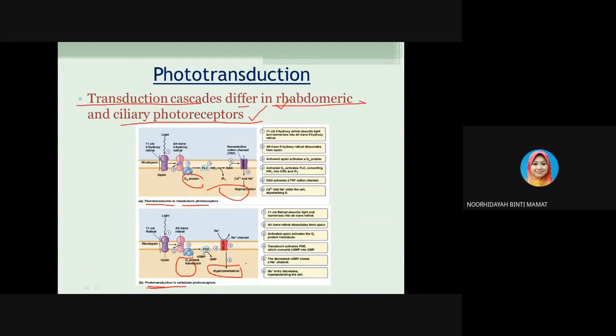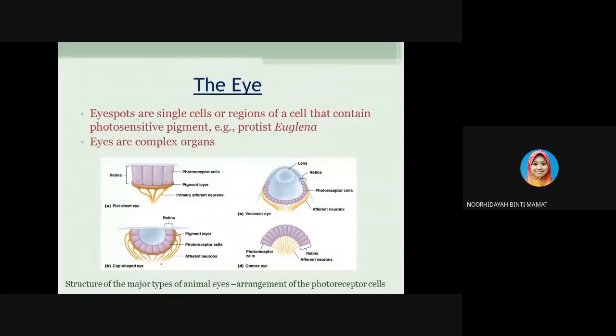So the eye spots are single cells or regions of a cell that contain photosensitive pigment.